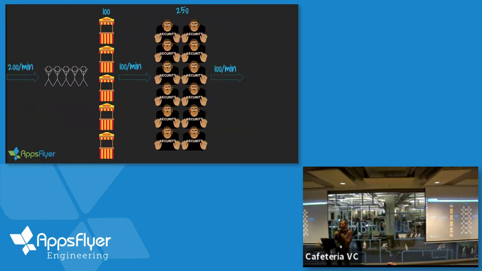So if we have that subsystem that I described, a ticketing area and a security check, let's say we have an arrival rate of 200 fans a minute arriving to the ticketing area, and it can only handle 100 fans per minute. That 100 fans per minute defines the arrival rate of the security area. And even though it can handle 250 fans per minute, the throughput of the system as a whole will still only be 100 fans per minute.